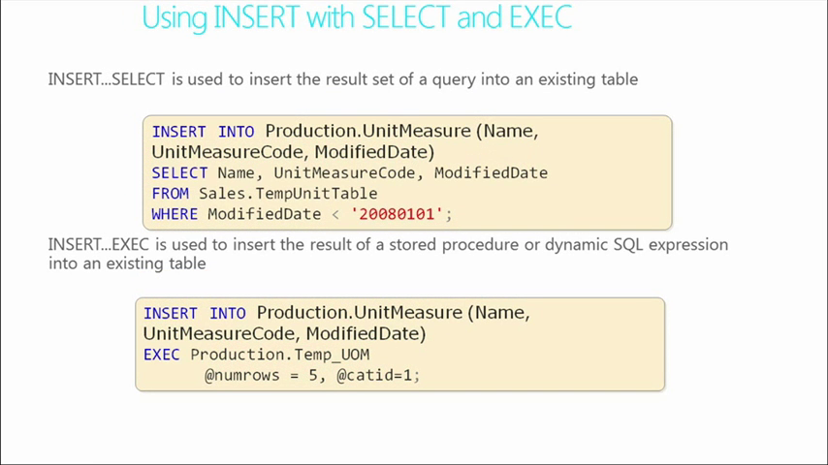We can also use what's called an insert select. Instead of supplying the values, we're going to use a select statement. To populate the name, unit measure code, and modified date, we're going to select name, unit measure code, and modified date from, we'll say, a temporary unit table that exists out there. So we're going to take the content using a select statement, and we're going to populate that into the UnitMeasure table. But we don't have to grab everything because we're using a select statement. We could say we only want to insert the content from January 1st, 2008.